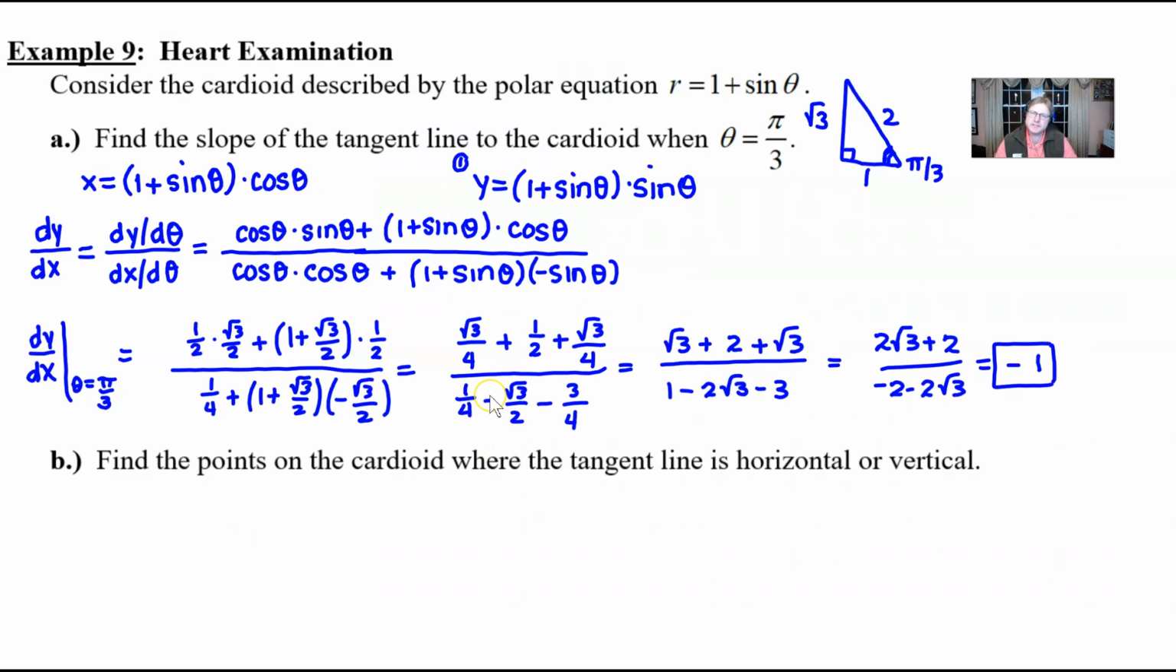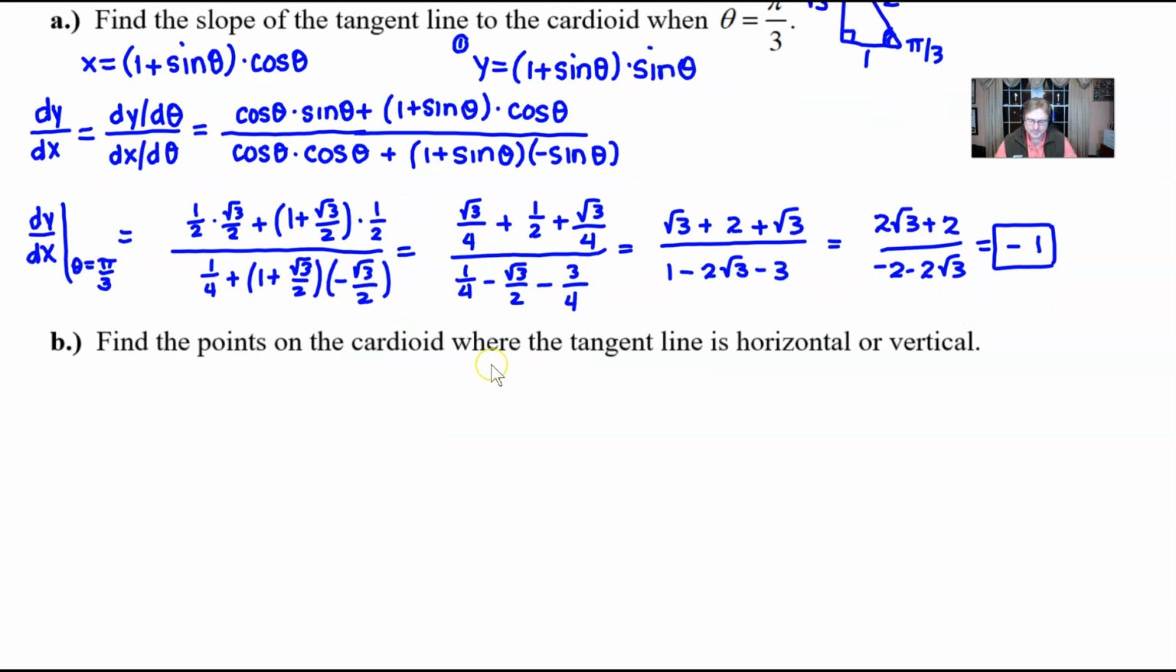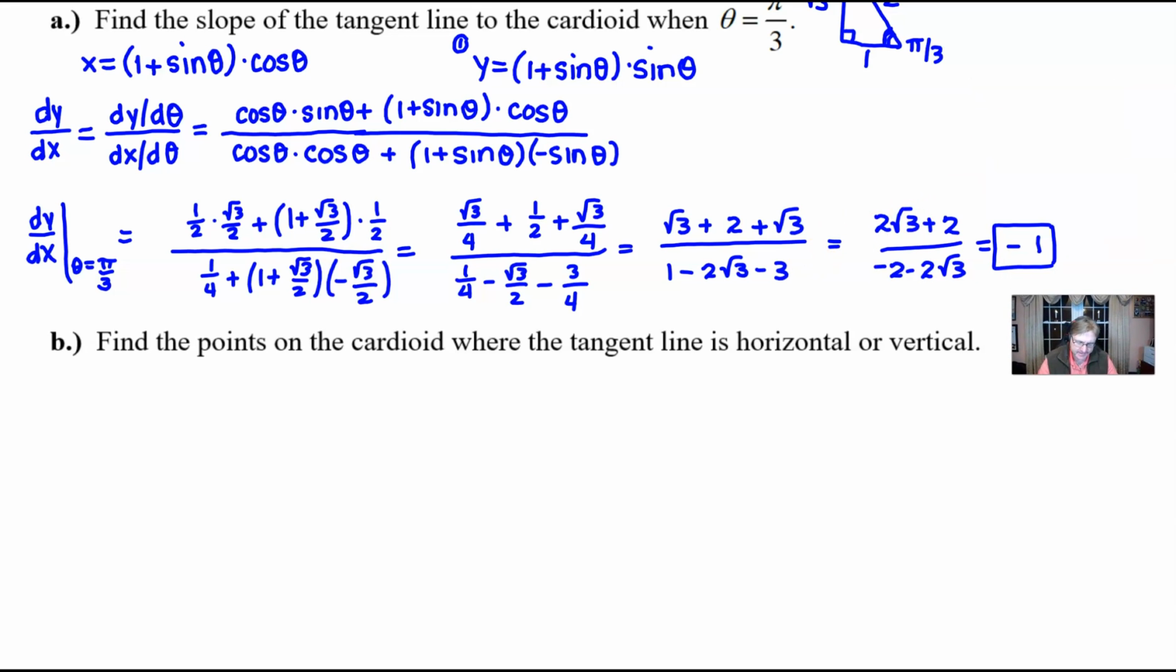Now our part B is going to keep us occupied for a little bit because it's asking us to find the points on the cardioid where the tangent line is horizontal or vertical. And so that does imply that both of them are in play here for this particular problem. So I'm going to go ahead and jot down our headings, horizontal tangent line. How about HTL for that? And then we'll work our vertical tangent lines, or VTLs, over here.